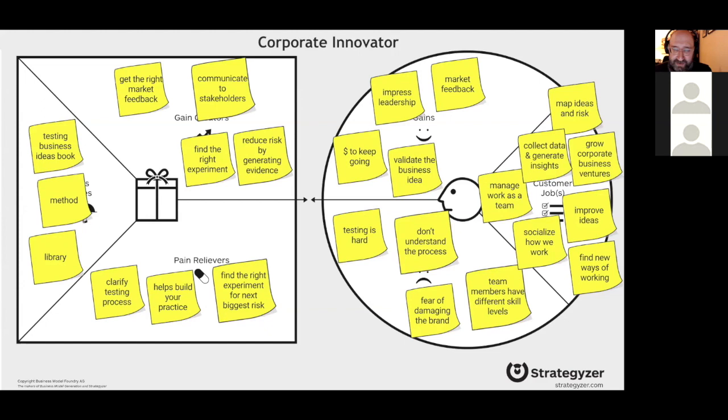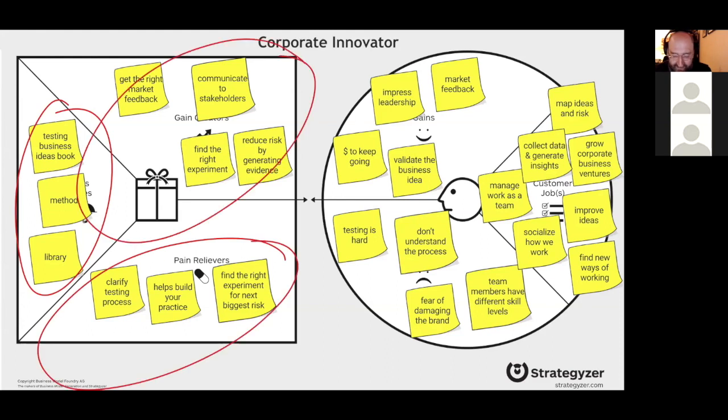And what is it that we do to meet those? I won't go through all this with you, but if you look at what we do, we have a book, a method, a library. We have this process, as far as pain relievers and gain creators. But do they create some of these gains they're looking for? If they're looking to impress leadership, from a corporate innovator, if they're looking to understand the process, if they're looking to map risk and do all this, does it fit?